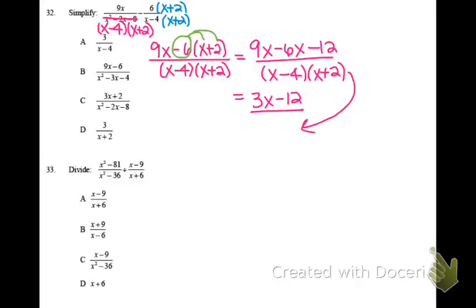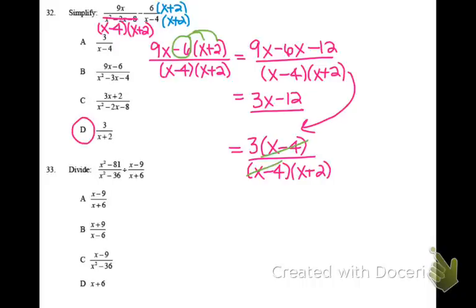I'm getting too lazy to rewrite. Always check to see if it can be reduced. So the 3x minus 12, they both have a 3 in common, so I can factor out a 3. That leaves me with x minus 4 over the common denominator, which I'll actually rewrite since something's going to cancel. You can always cancel out whatever's the same on top that's the same on the bottom, which is the x minus 4s. So your final answer is 3 over x plus 2, which is letter D.